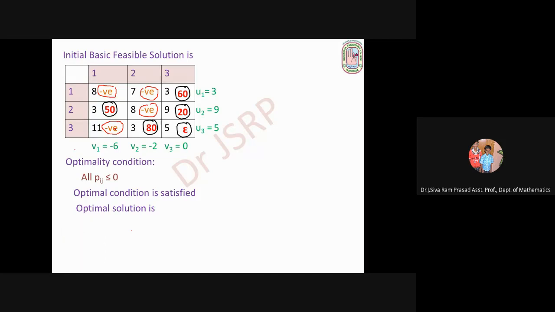Okay, right. So what is the first basic variable? x13 equals 60. Next x21 equals 50. Next x23 equals 20. Next x32 equals 80. So this is epsilon, which means it tends to 0. So you need not write x33. Since epsilon tends to 0, a very small quantity, it becomes 0. Okay, so this is the optimal solution.